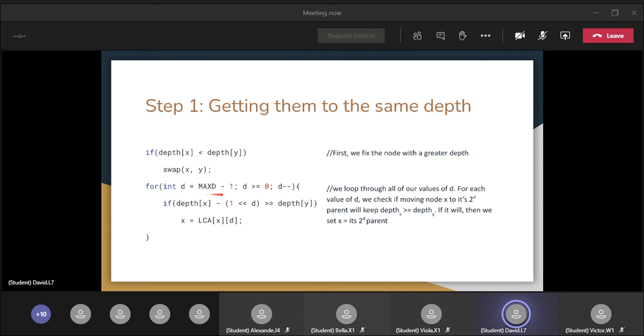And then we just loop through all of our possible depths. And if we can make this jump and it wouldn't go higher than the other depth, then we just make the jump. When I was drawing it, I talked about finding the binary representation of the difference of the 2 nodes. But this also works because it does the same thing.